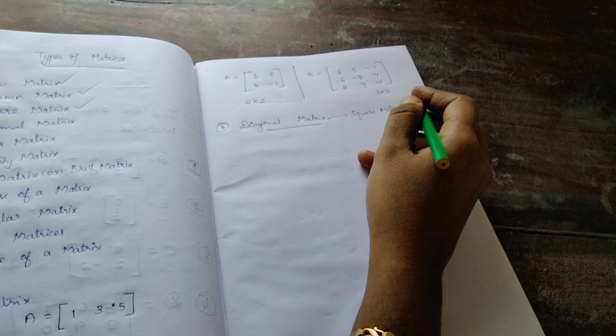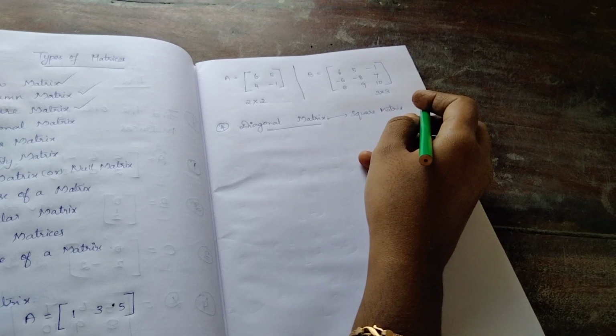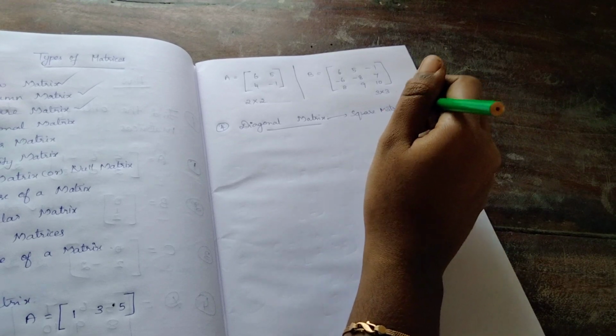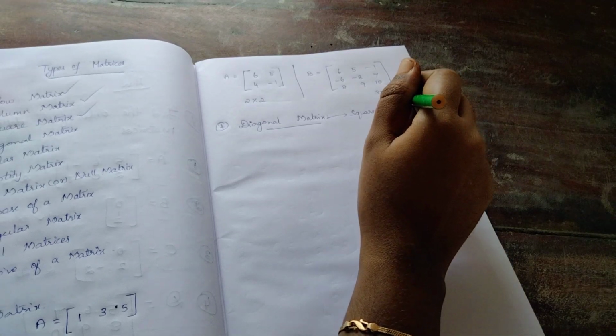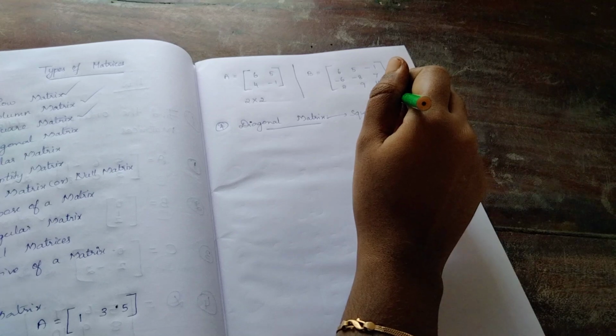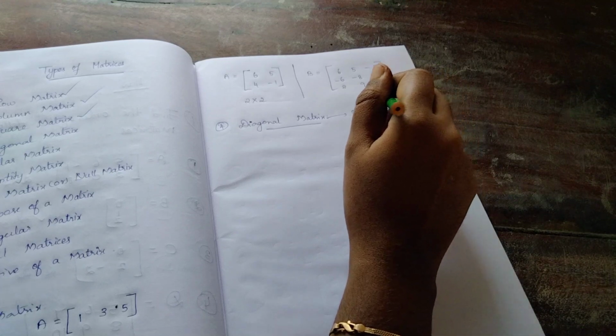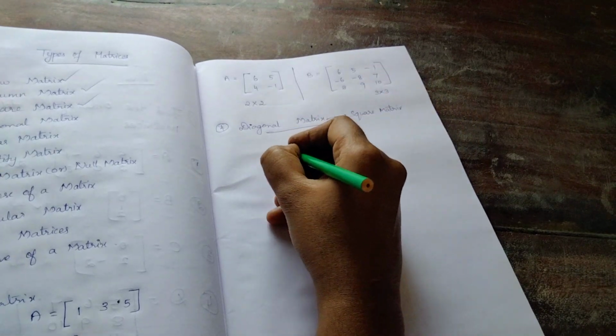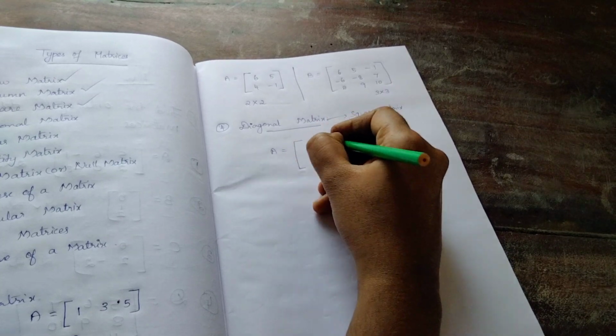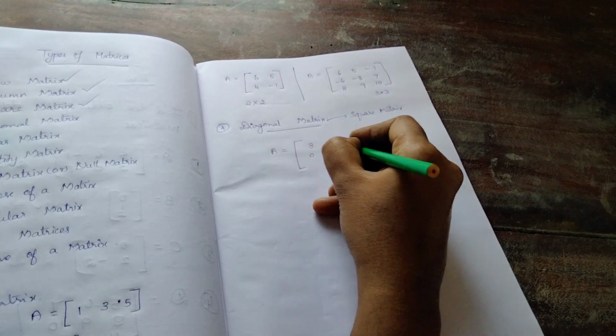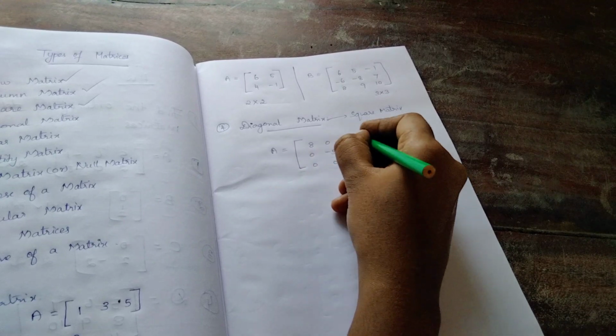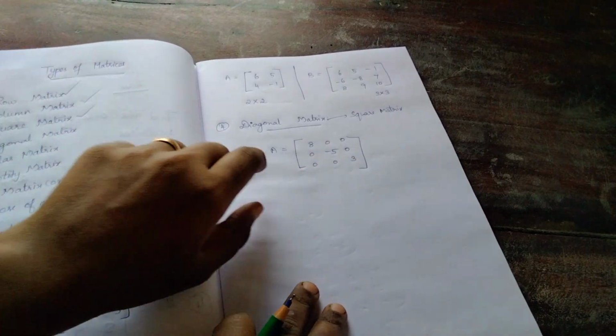What's the meaning? The number of columns and number of rows should be equal, but the leading diagonal elements only contain the elements. For example, A is equal to 8, 0, 0, 0, minus 5, 0, 0, 0, 3. So this is a diagonal matrix.